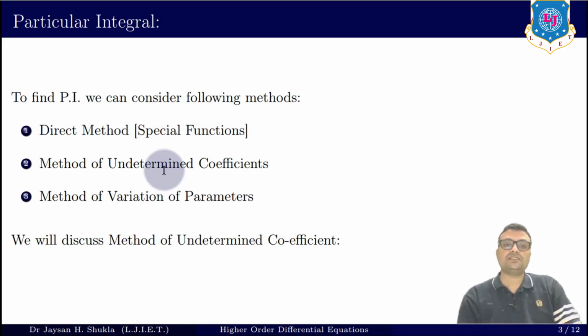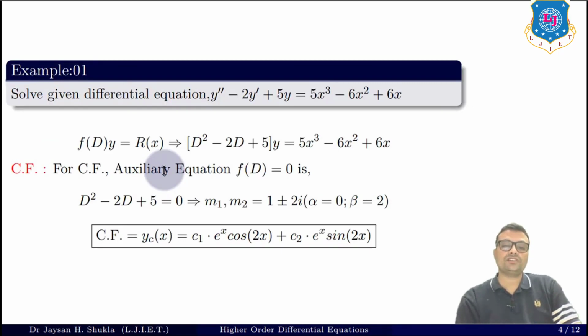Now, let us start with the first example, that is y double dash minus 2y dash plus 5y equal to 5x cubed minus 6x squared plus 6x. The first step is to consider the operator form. The operator form is f of D times y equal to r of x, that is (D squared minus 2D plus 5) times y equal to 5x cubed minus 6x squared plus 6x.